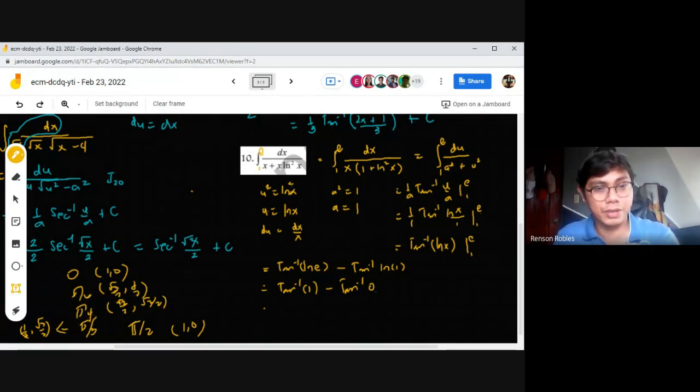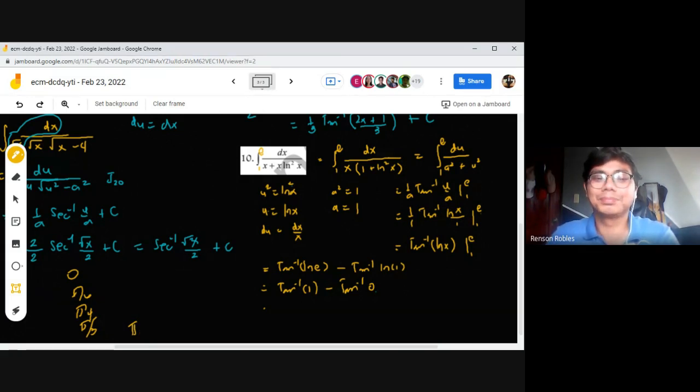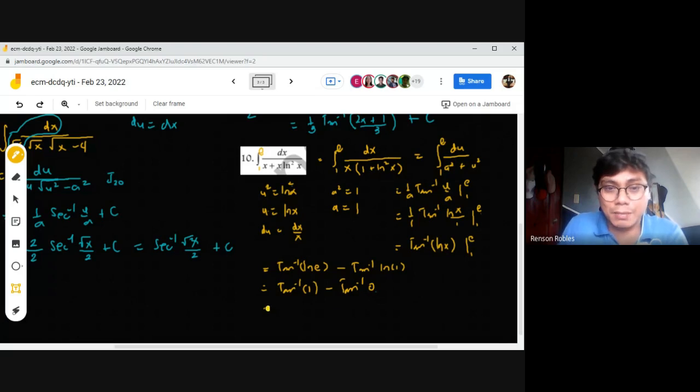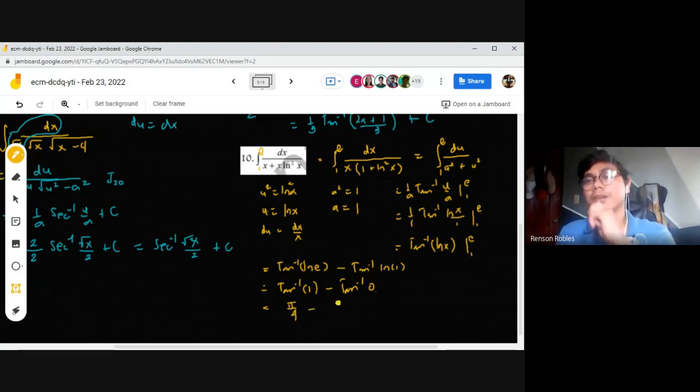So therefore, given you calculate it using your calculator. You press on the calculator, arc tangent 1. Marunong bang pumindot? Shift tangent yan. So that would be pi over 4 or 45 degrees ang ibibigay niyang calculator niyo. That's pi over 4. Minus, what's arc tangent 0? Saan ba 0 ang tangent? Eh, di sa 0. And that would be pi over 4.